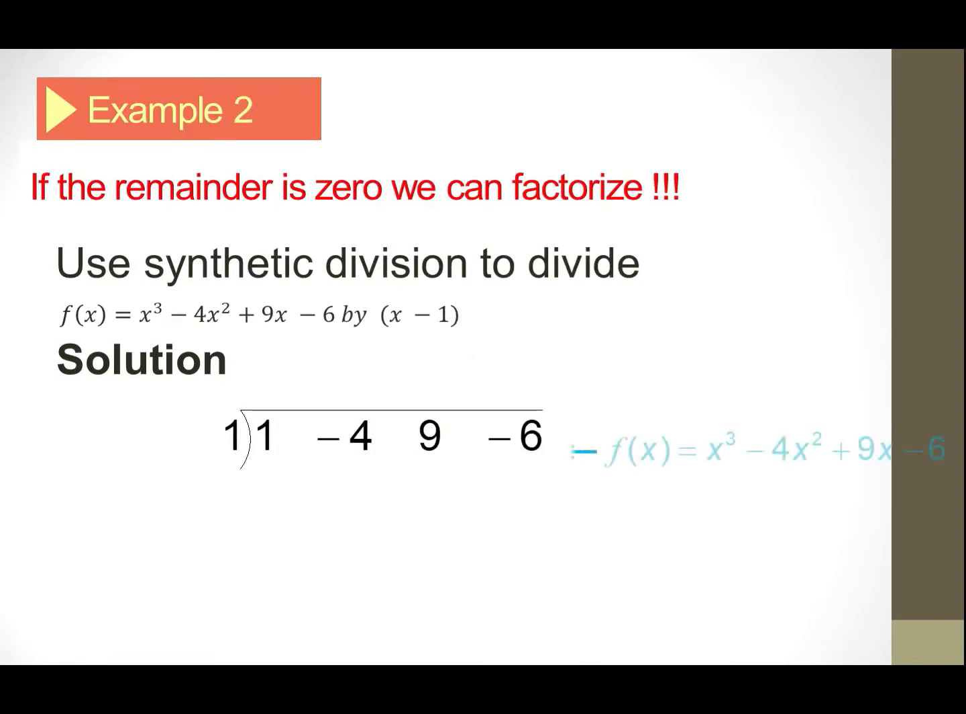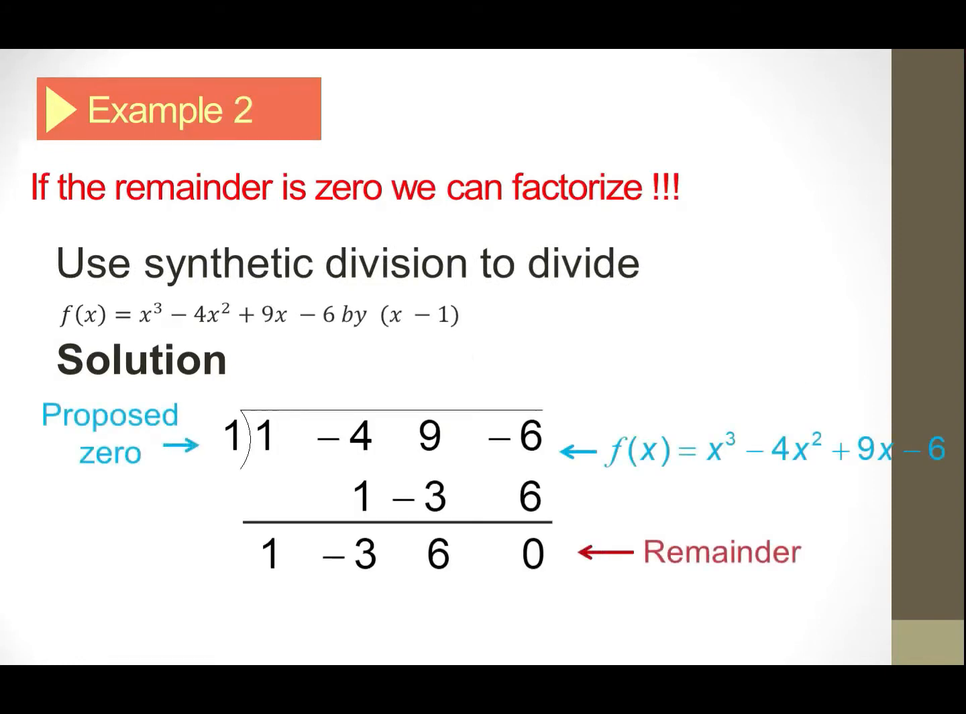Don't forget, we said that if the remainder is 0, we can factorize. The remainder here is 0. When you divide this polynomial by x minus 1, we get that the quotient is x squared minus 3x plus 6, and the remainder is 0. Remember that when the remainder is 0, we can factorize.